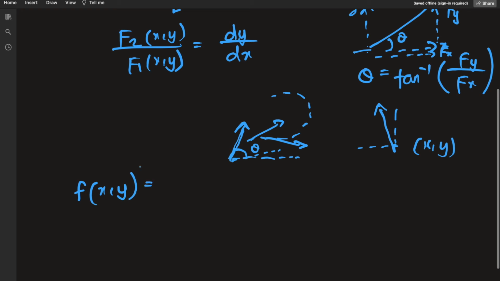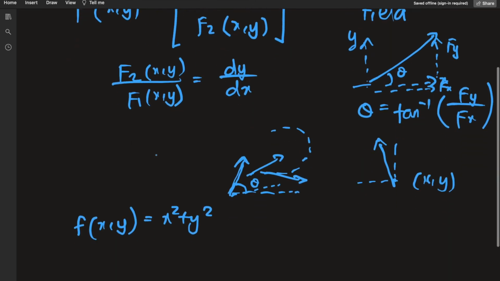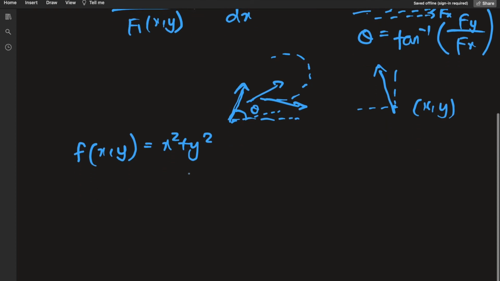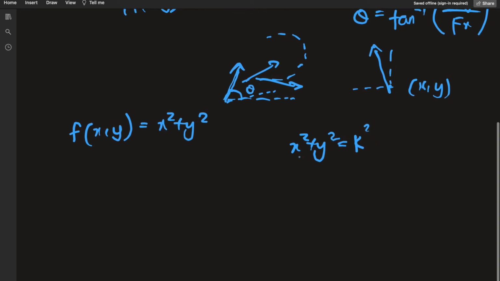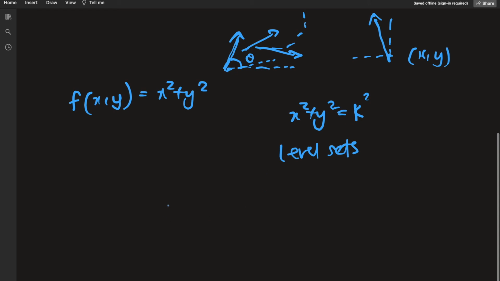F of x and y, assume that's x squared plus y squared. Well, this is a scalar field. What we can do, if you want to plot the scalar field, is set this equal to a constant, call it, I don't know, k squared. And then what is this? This is the equation of a circle. So these level sets are going to be circles of varying radii, radius k. So it's going to look something like this.